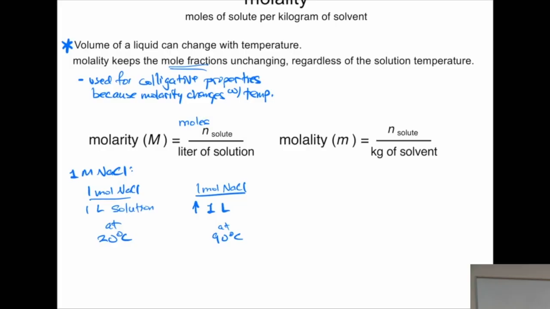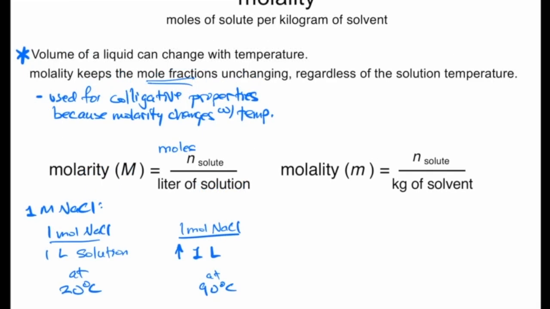Who thinks it's going to be higher? Who thinks it's going to be lower? It's going to be lower, right? Because the denominator now is larger. So in this case, we have 1 molar at 20 degrees, and now we have less than 1 molar at 90 degrees.